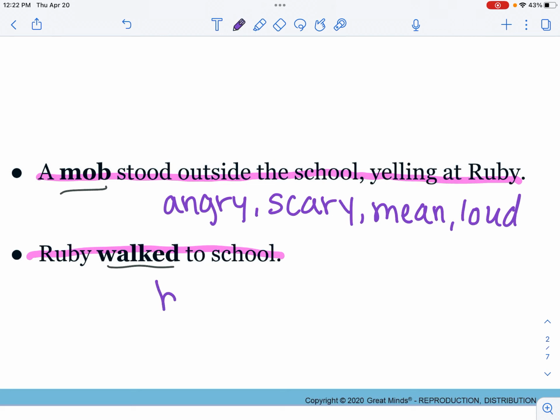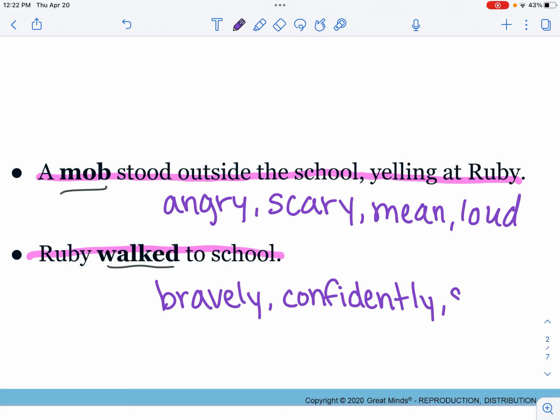Some words we could use are bravely, confidently. If you remember that painting that we saw of Ruby Bridges walking with the marshals, she was walking with confidence. She was walking slowly to make sure she was safe, or even quickly to get past the mob. So let's try putting those words before the word walked. Ruby bravely walked to school. Does that change the way you picture Ruby walking? It does. So adding an adverb in front of our verb walked gives us a better picture in our head.